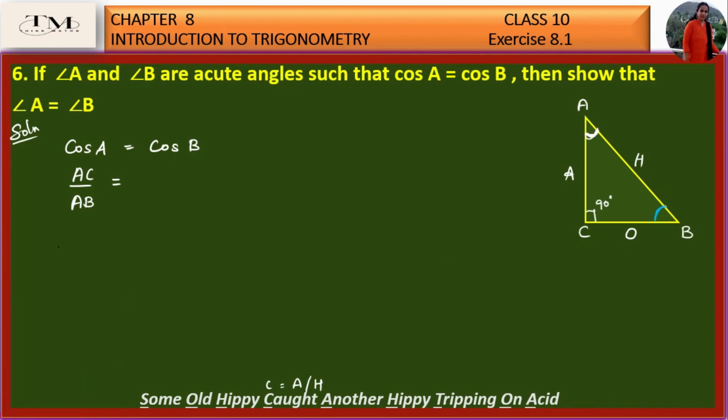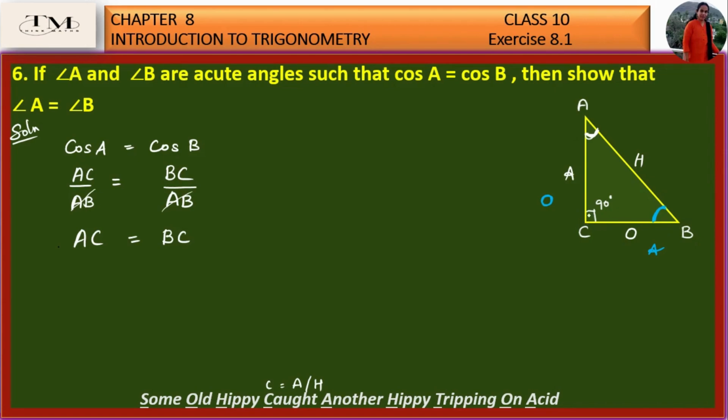Now B is another angle, so let me take a different color. Suppose B is the angle given. For angle B, this is opposite and this side is adjacent. So cos B will be equal to adjacent side by hypotenuse. Now BC is the adjacent side and hypotenuse is AB. So BC by AB. Now in the denominator we have both AB, so this AB gets cancelled. So we will get AC is equal to BC. So AC side and BC side are equal.